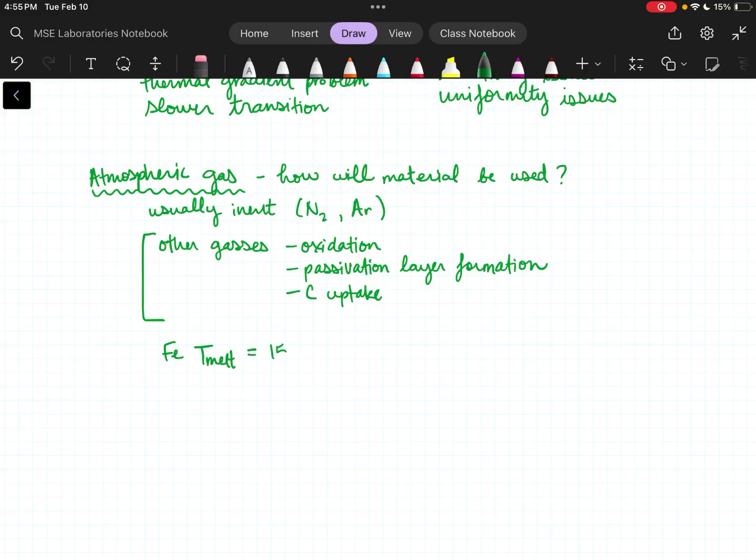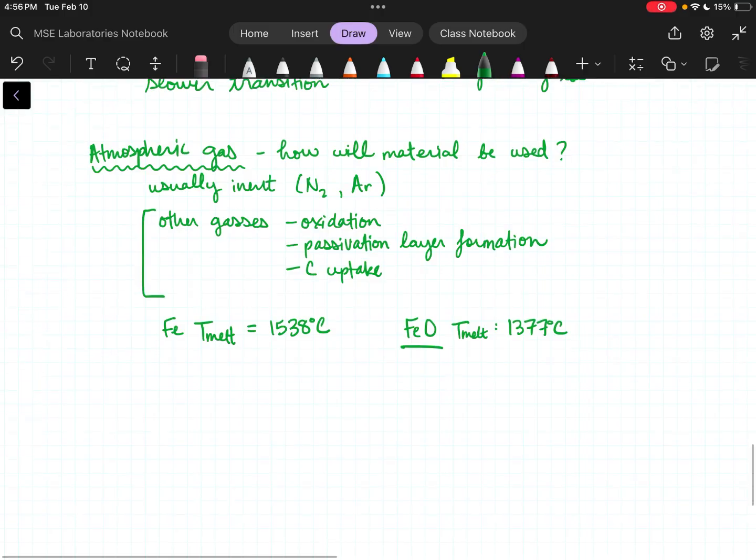The temperature of melting for iron is 1538 degrees Celsius. The melting temperature for a simple FeO is 1377 degrees Celsius. So you can see we've lost about 200 degrees Celsius just by getting FeO. Fe2O3 and FeO2 are going to have different melting temperatures themselves. So just be aware of what atmosphere it's in.